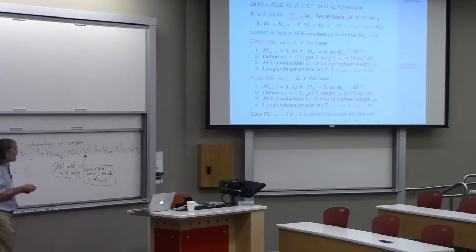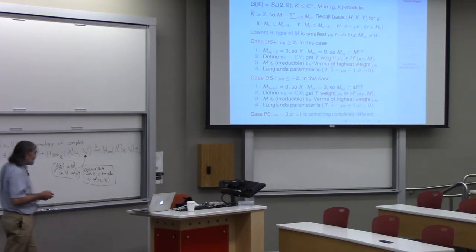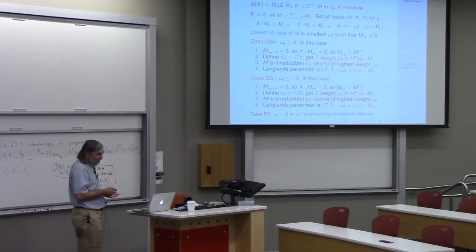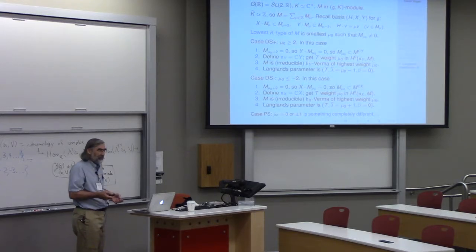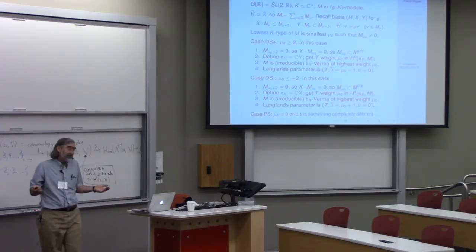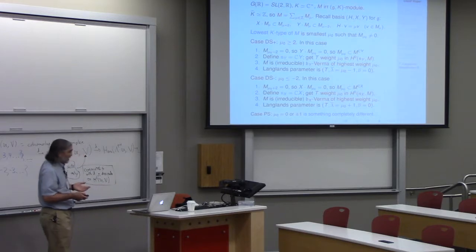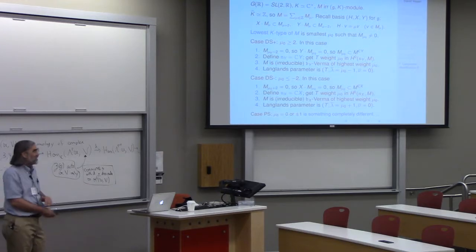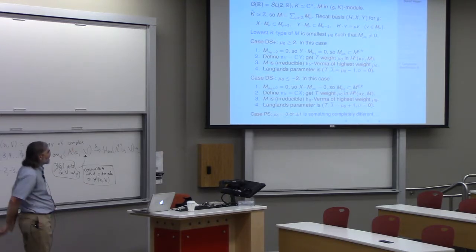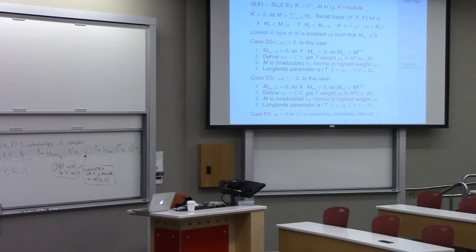The only case that remains is when this module has a weight which is either trivial or plus or minus one. So for example, if the weight plus one occurs and you try to act by y, that's taking you to the minus one weight space. Minus one is the same size as one, and so this lowest idea doesn't give you any information. So we've got to do something different in those cases.